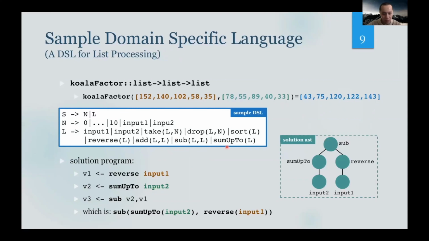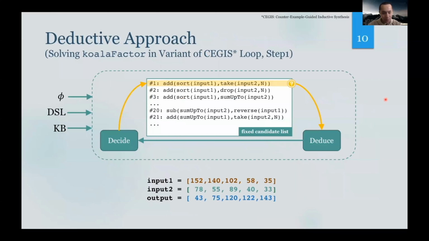Finally, sum up to will change the list to its accumulated summary form, in the sense that the ith element of the output after applying sum up to will be the sum of the first i elements of the input. So the solution program looks like this. The task of the synthesizer is to find the solution program with the given input-output example as indicated here. So let's see how the two approaches work here very quickly.